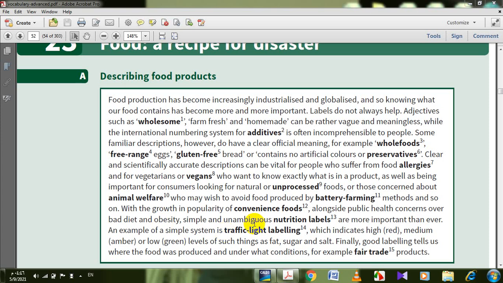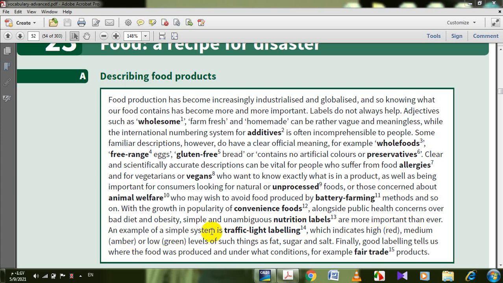Simple and unambiguous nutrition labels are more important than ever. Nutrition labels are labels that indicate how the food influences your health. These labels tell you to what extent the food is good or bad for you.